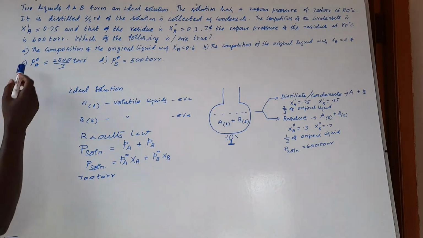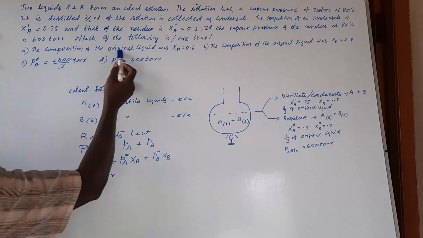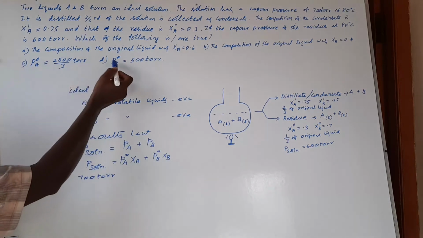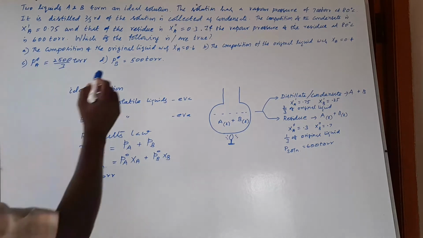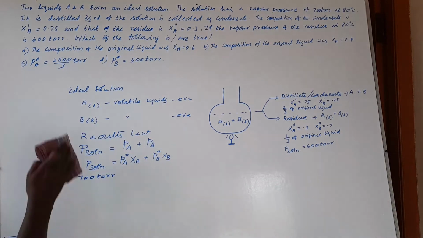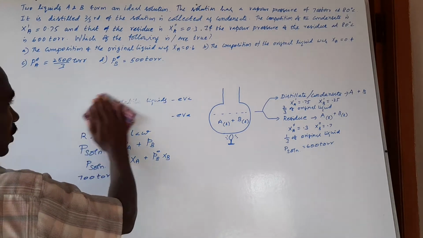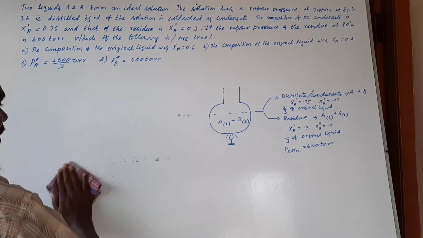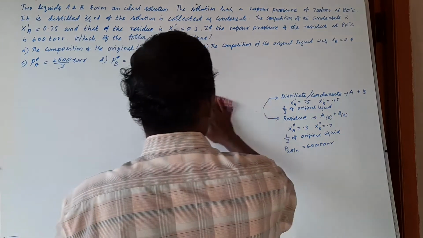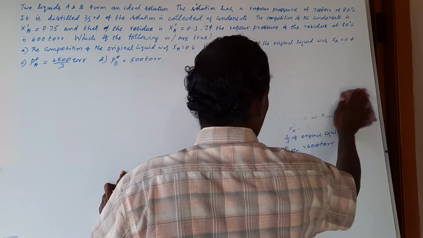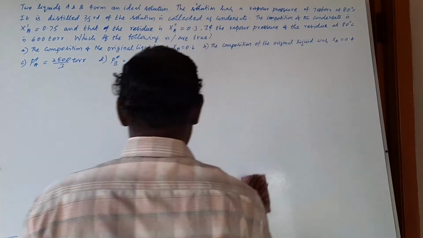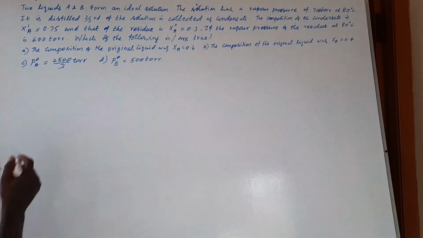Now, 4 options are given. Composition of original liquid as 0.6 or 0.4, P0A given, P0B given. Which of the following is or are true? That means one option, or otherwise more than one option may also be correct. Now let us solve this question. In the beginning you are taking the original liquid in the round bottom flask. In the original liquid A as well as B are present.